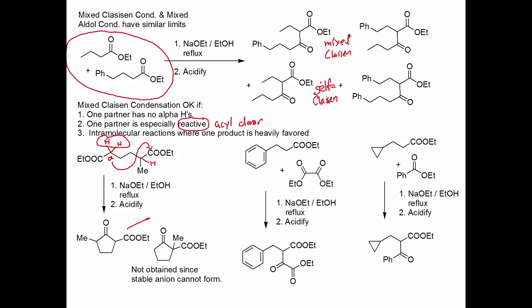Before we acidify, we have this nice stable anion that's between the two carbonyl groups, and the acidification process puts that hydrogen right there. Okay, this compound here is called an oxalate ester, and these are actually quite good as acyl donors for the Claisen condensation. Recognize that in here, there's no alpha hydrogens.